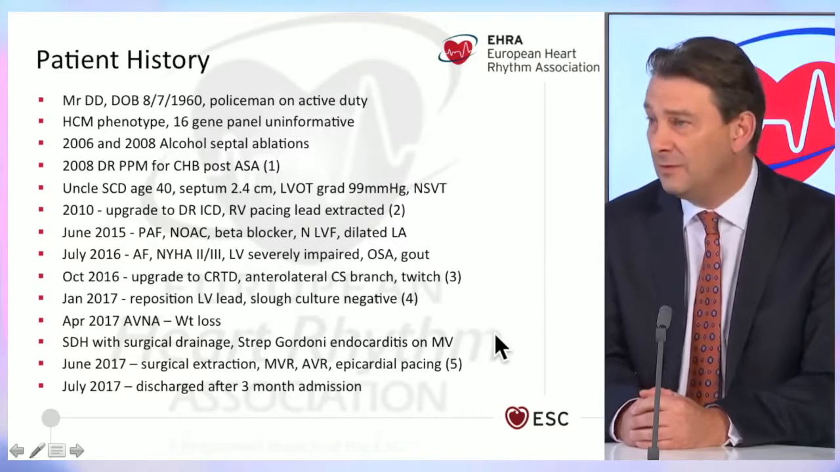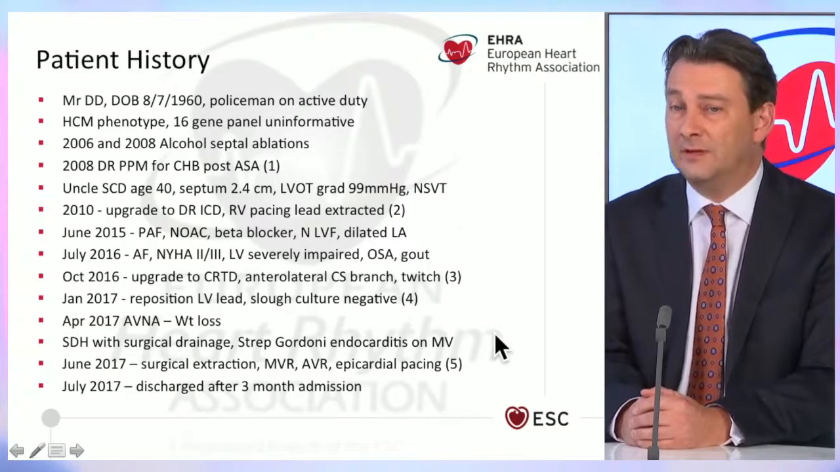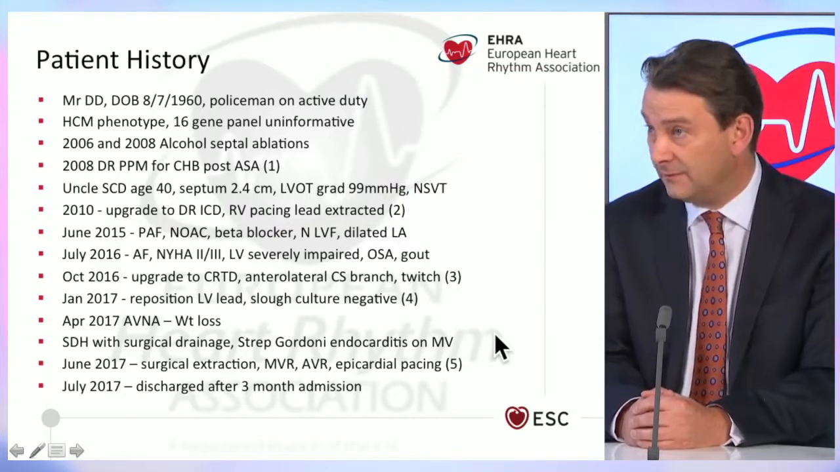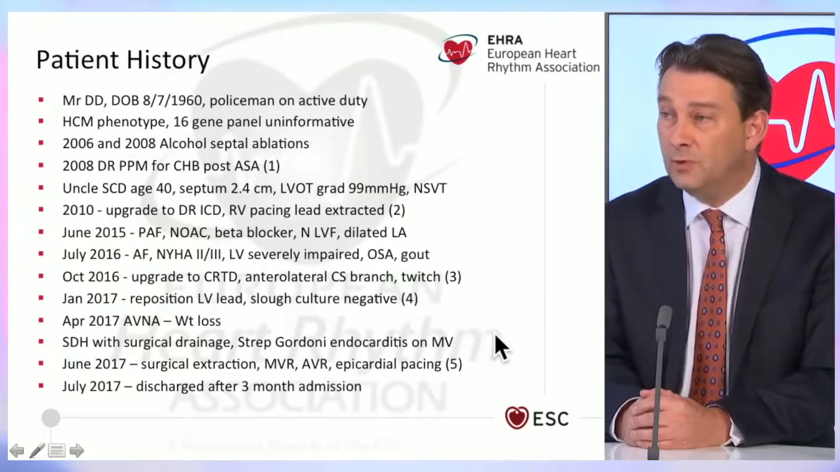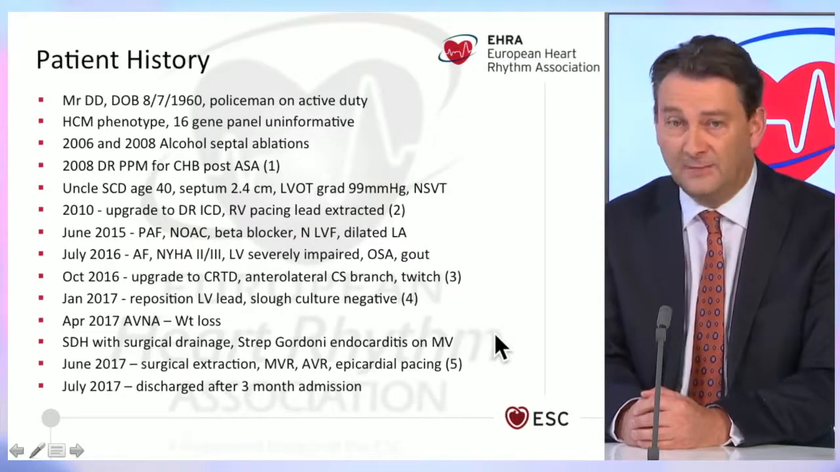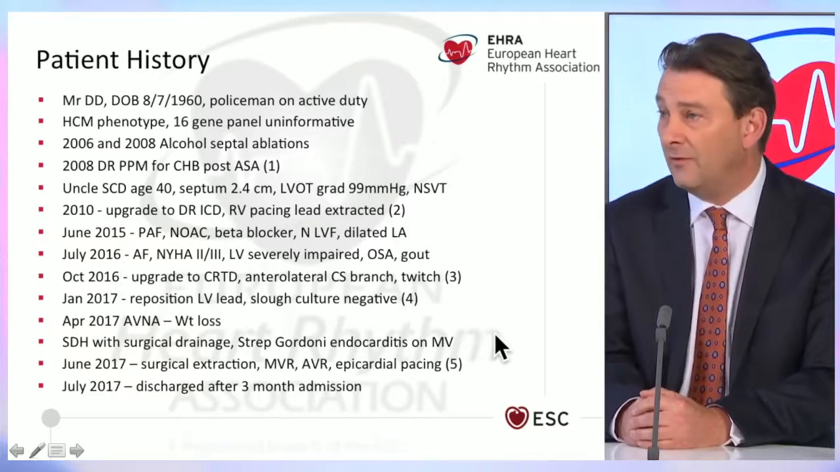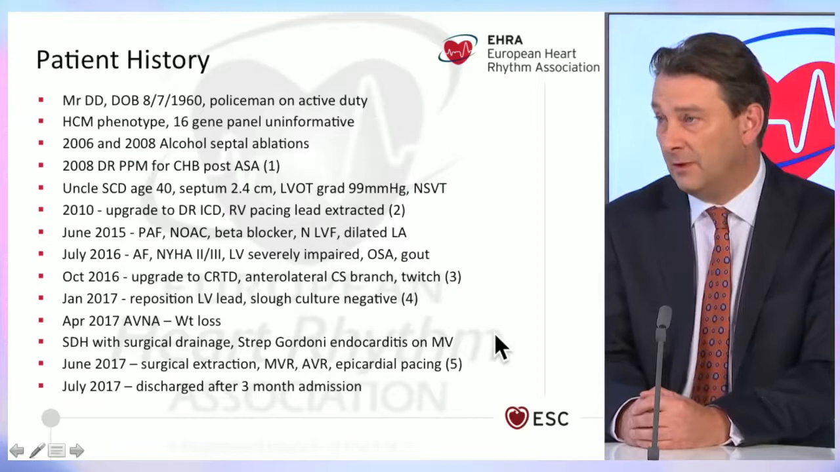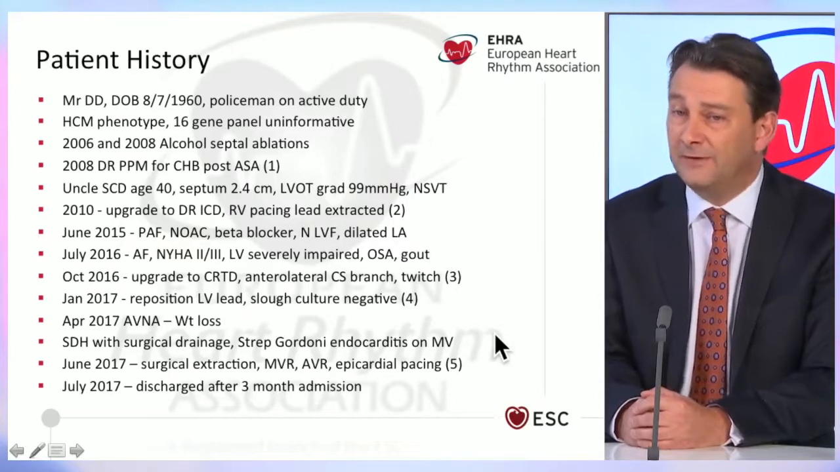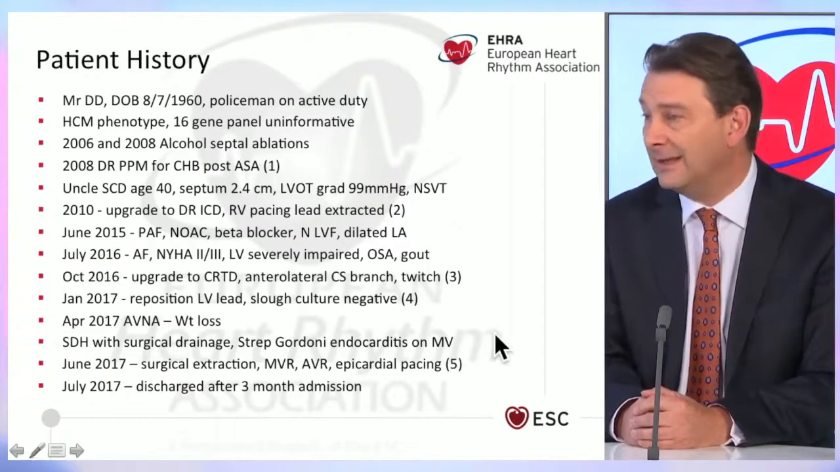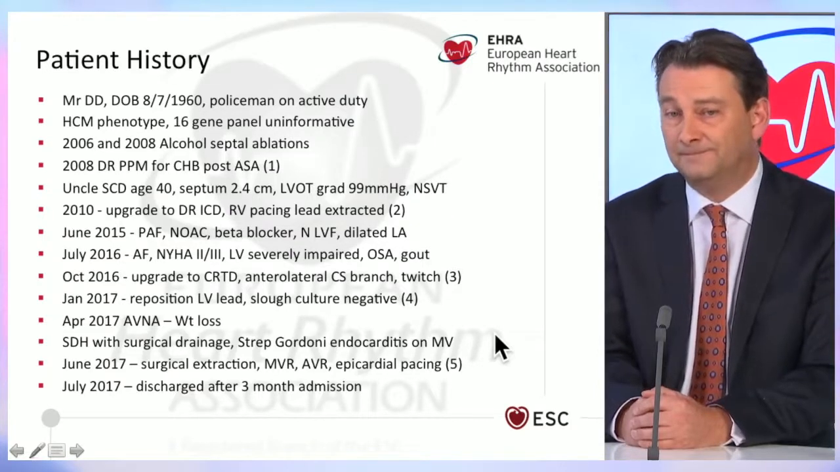And it was felt, in view of that risk profile, he should be upgraded to a dual-chamber ICD, which he duly was 2 years after the implantation of his pacemaker, with removal of his RV pacing lead to prevent redundancy. And he did quite well for a period of about 5 years. He had some paroxysmal AF and required a beta blocker and a NOAC, but his LV function was normal, although his left atrium was slightly dilated, in keeping with his paroxysmal atrial fibrillation.